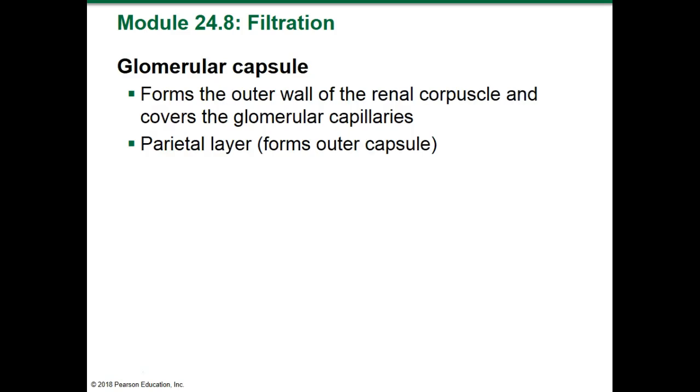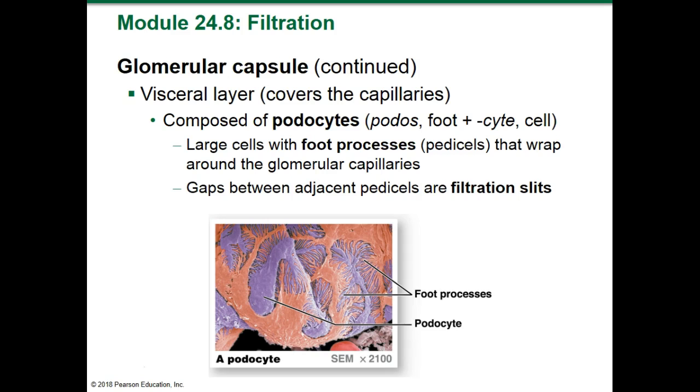The glomerular capsule itself, that's what surrounds the renal corpuscle. Covers the glomerular capillaries. And the parietal layer is what forms that outer capsule. Then we have a visceral layer that covers the capillaries. It has podocytes. Very large cells, they have foot processes. They wrap around the glomerular capillaries, and that's shown in the picture. There's gaps between the different pedicels, and those are filtration slits.